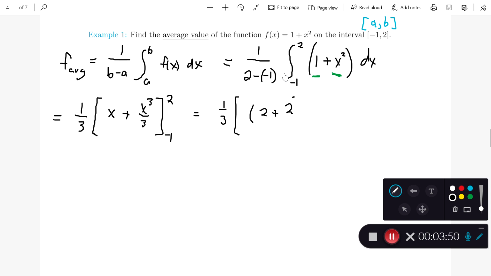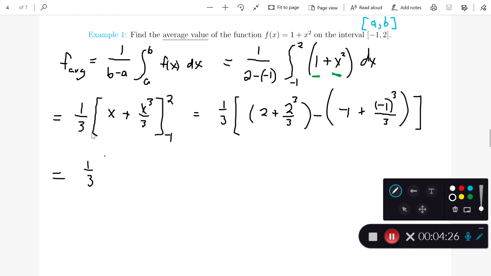So we've got 2 plus 2 cubed over 3 minus -1 plus -1 cubed over 3. Now from here, I'm going to finish this calculation. I urge you to try to work along with me. If I'm going too fast, feel free to pause this video at any time and see if you can catch up. Alternatively, you could pause the video and then just see if you get the same answer as me. That would provide good practice as well. But nevertheless, here we go.